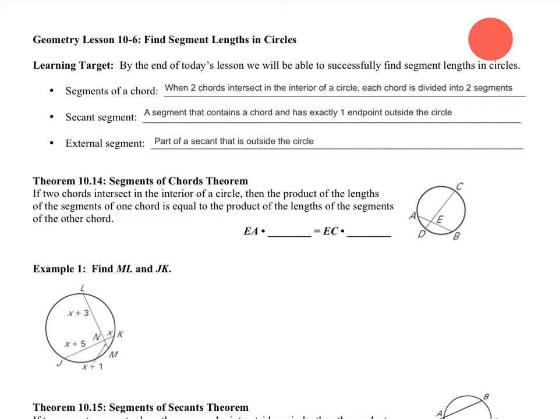Lesson 10-6. Find segment lengths in circles. By the end of today's lesson, we'll be able to successfully find segment lengths in circles.